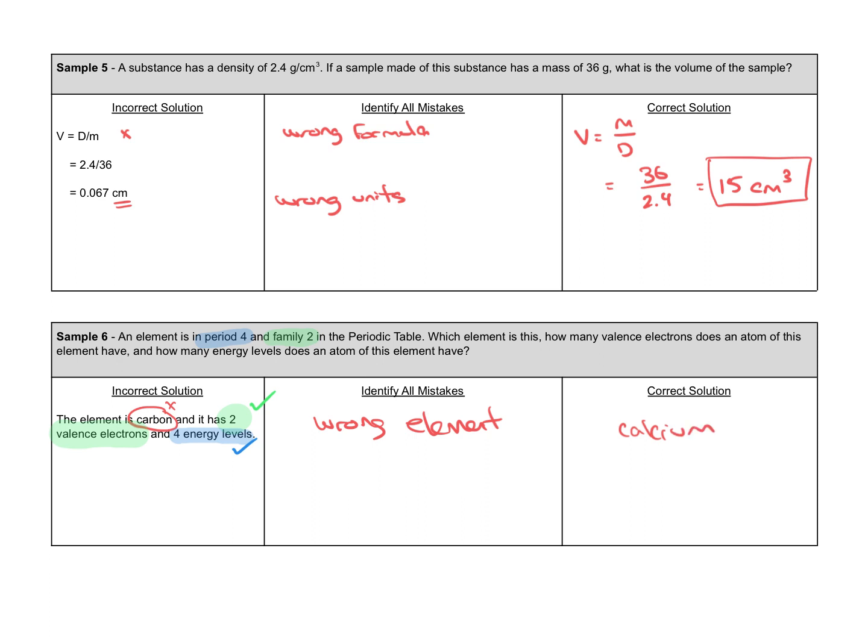Okay, so that's all I'll write for the correct solution. Everything else was correct, so that's the only correction that was needed. So period 4 means row 4. Family 2 means column 2. So you find where row 4 and column 2 intersect, and it intersects right at calcium.